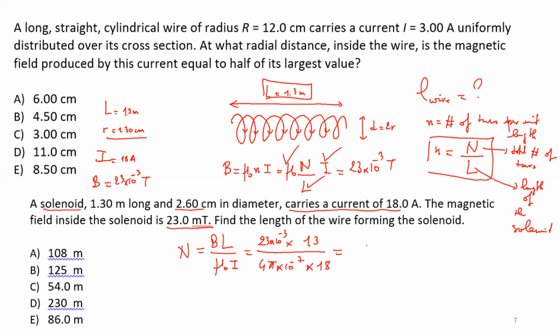If you calculate, you get 1,322 turns. Okay, this is the total number of turns. Now, knowing the total number of turns can help me get the total length of the wire forming the solenoid. So see here, this is one turn, by the way. I start from here, I go all around, I have one turn.